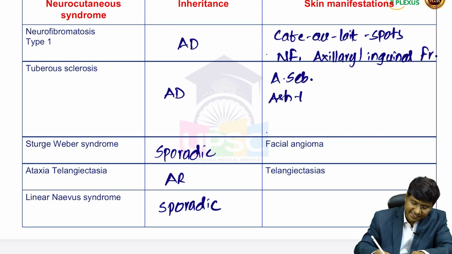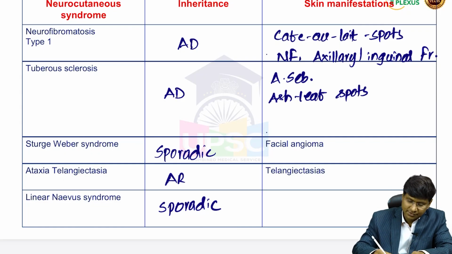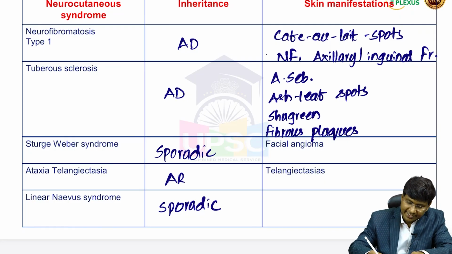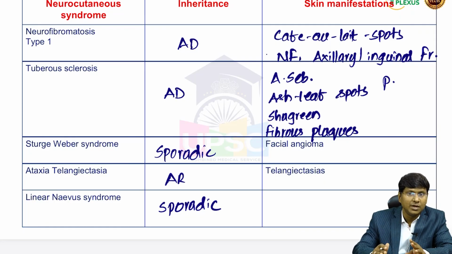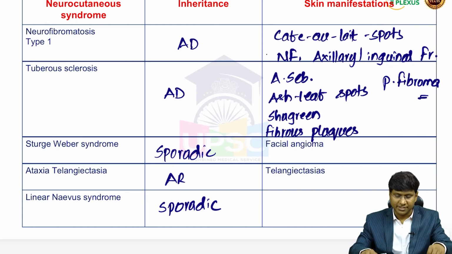Then the presence of ash leaf spots is another important cutaneous manifestation. Third is the presence of shagreen patches, then the presence of fibrous plaques, as well as periungual fibroma. So these are the cutaneous manifestations in tuberous sclerosis.